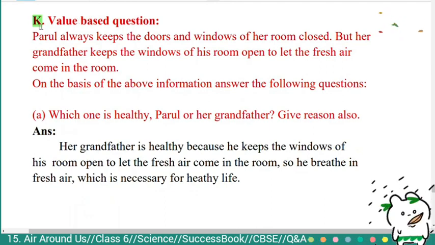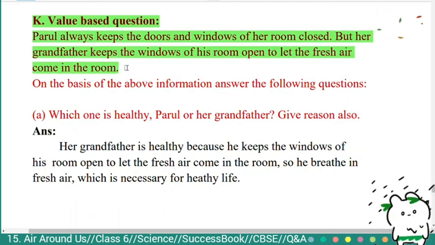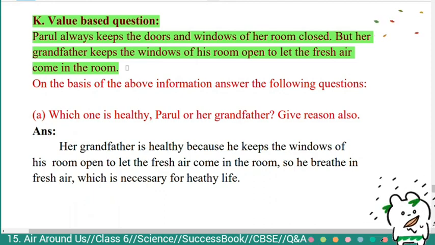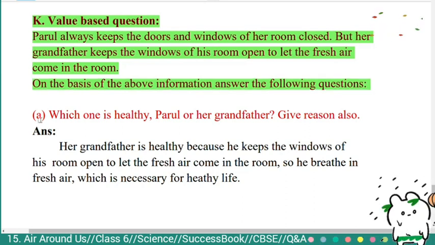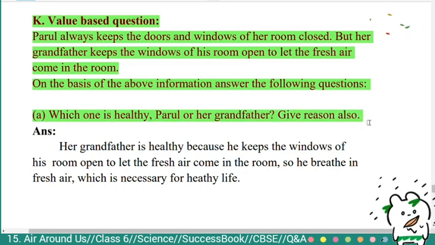Next, main K, value based question. Parul always keeps the doors and windows of her room closed. But her grandfather keeps the windows of his room open to let the fresh air come into the room. On the basis of the above information, answer the following questions. First question, which one is healthy? Parul or her grandfather? Give reason also.